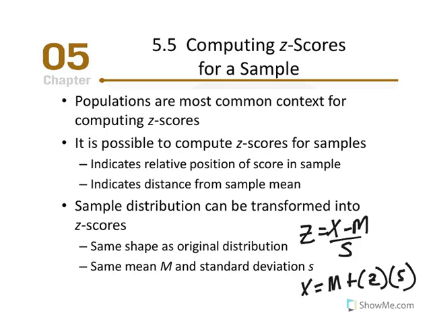So a sample distribution can be transformed into Z-scores. And again, the shape of the distribution remains the same, and we have the same mean and standard deviation for M and S. If we're converting all X values of a sample into Z-scores, then the mean of the distribution is still 0 and the standard deviation is still equal to 1.